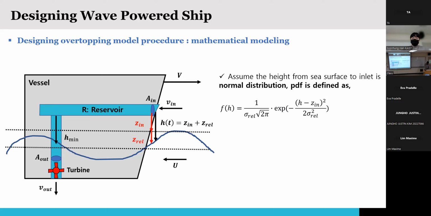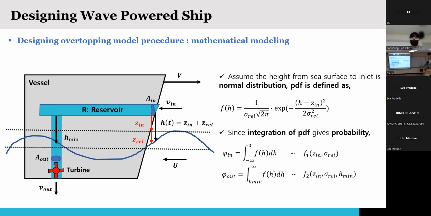Assume the height from the sea surface to the inlet follows a normal distribution. Technically, the probability density function, called the PDF, is given as below. And as we know, we can get the probability when we integrate the PDF over the possible value regions. Then the inflow probability becomes a function of Z_in and the standard deviation of the relative height. And the outflow probability becomes a function of Z_in, the standard deviation of the relative height, and H_min.